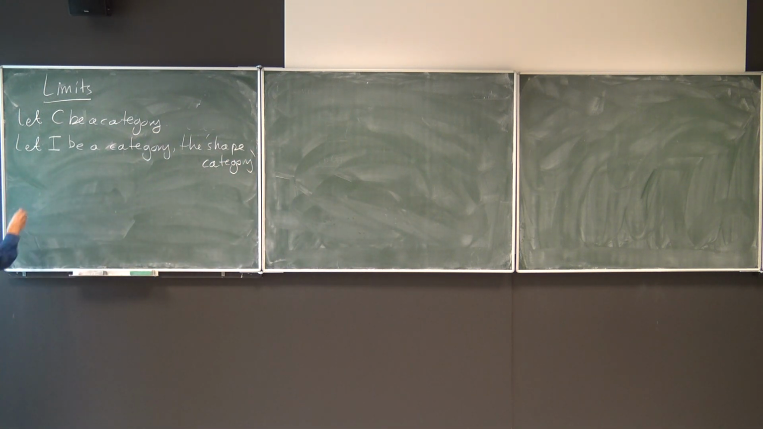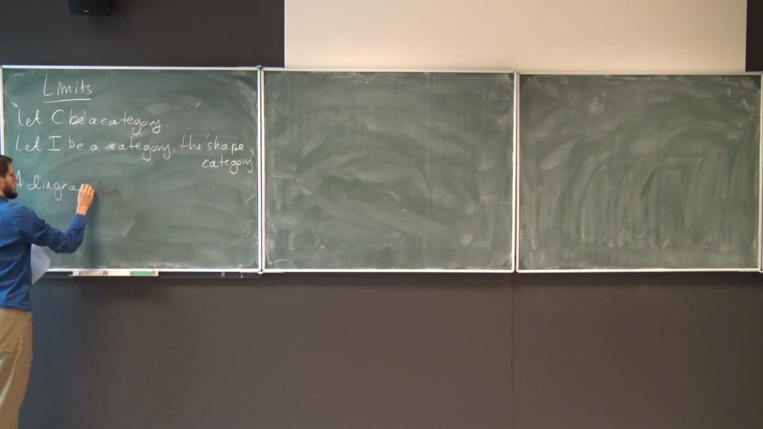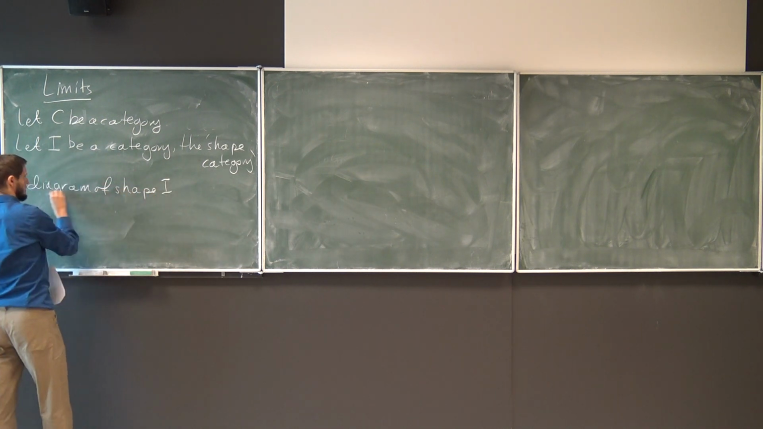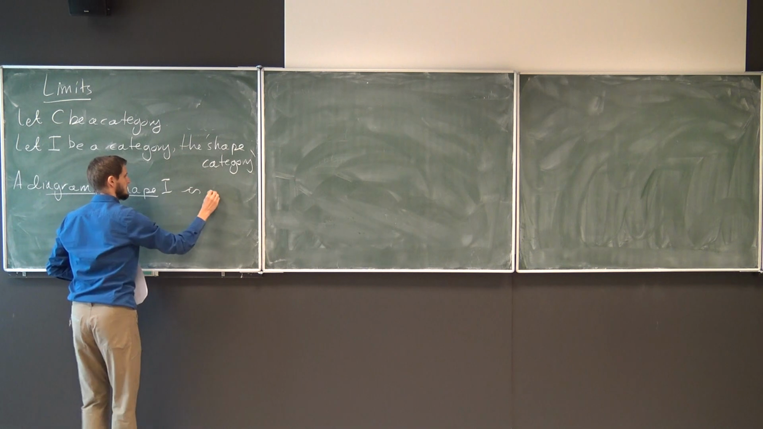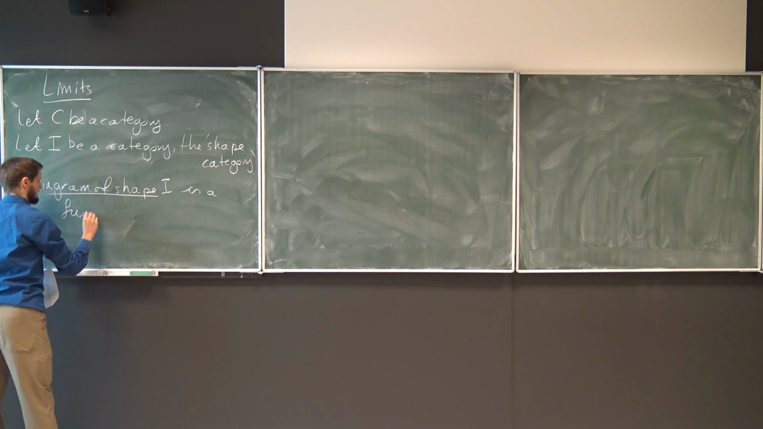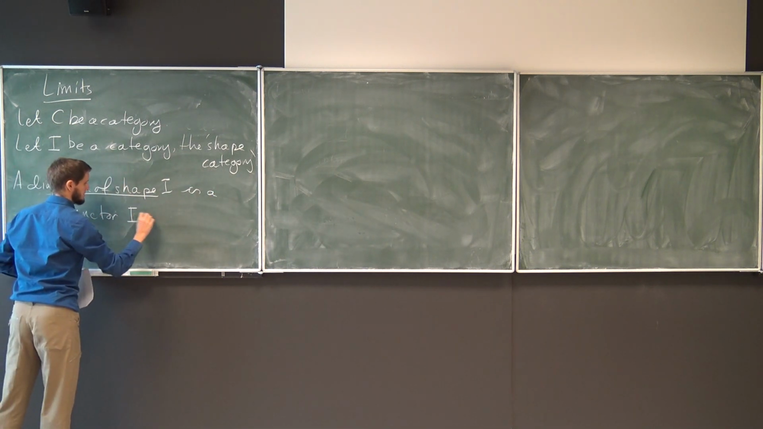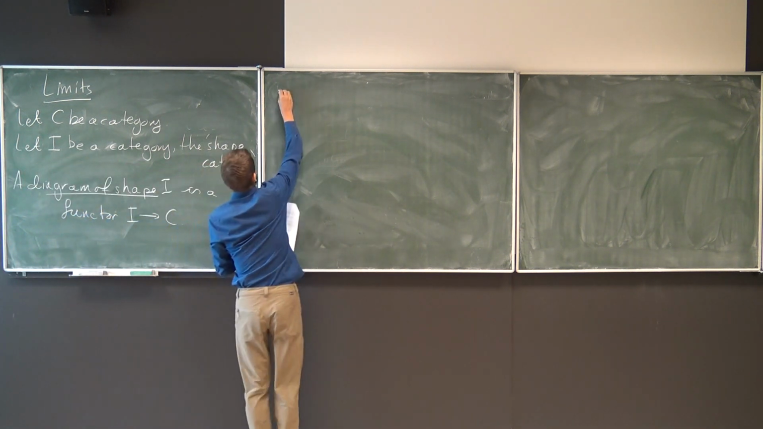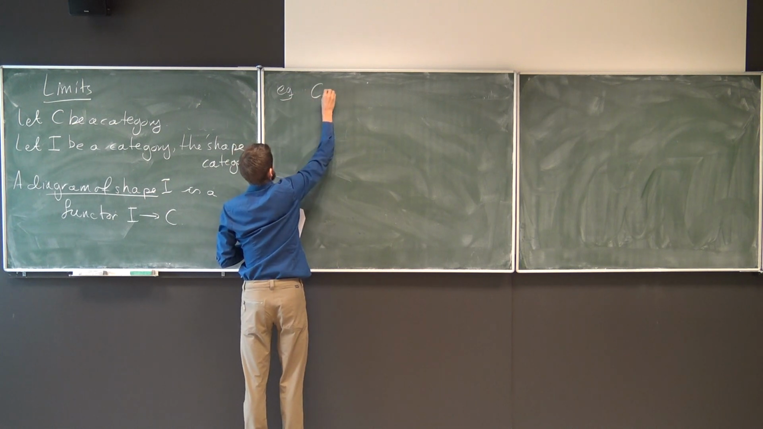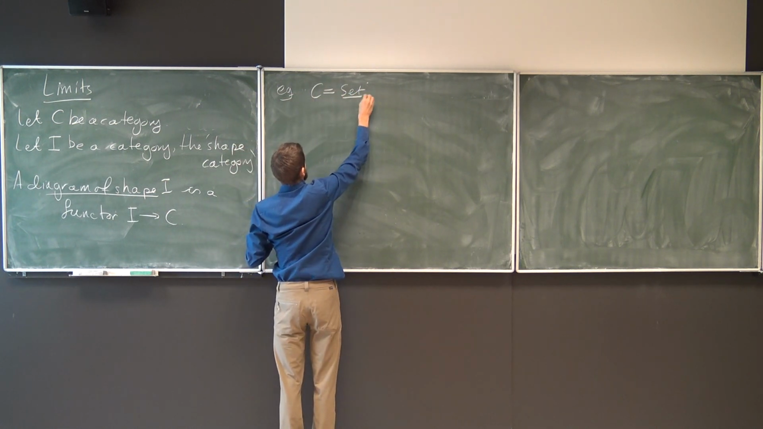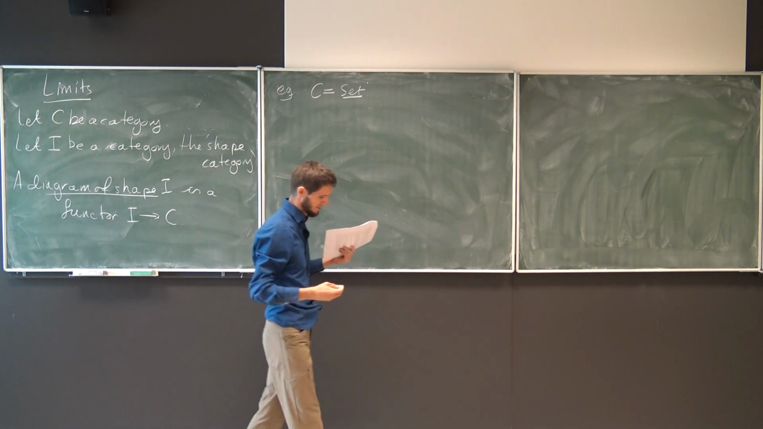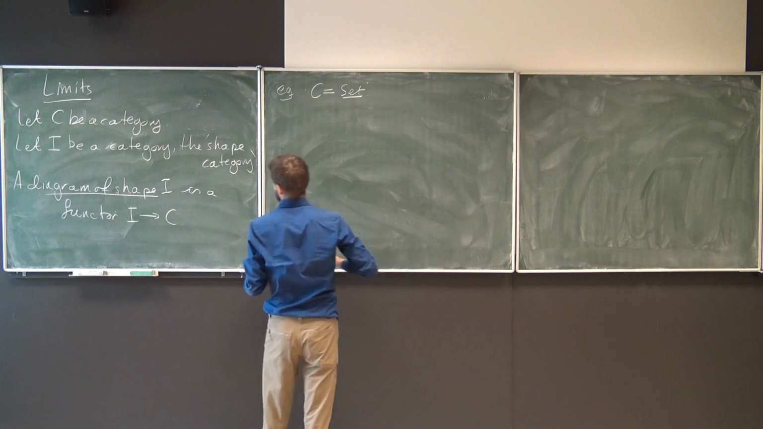And then a diagram of shape I is just a functor from I to C. This might seem strange language, so let's give an example. We could take C to be the category of sets, and then I can be any category, but in a lot of interesting examples, this category I is very small. It might just have like 3 objects.